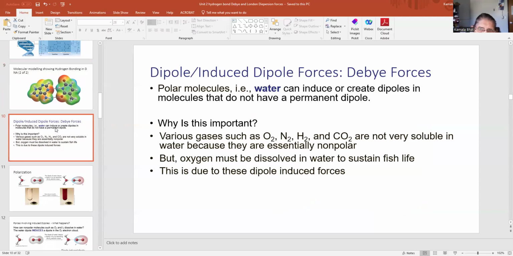Next, once we do the hydrogen bonding, we come to the other forces that we have, other van der Waals intermolecular forces, and they are the induced dipole forces, which we also call Debye forces. Polar molecules like water can induce or create dipoles in molecules that do not have a permanent dipole.